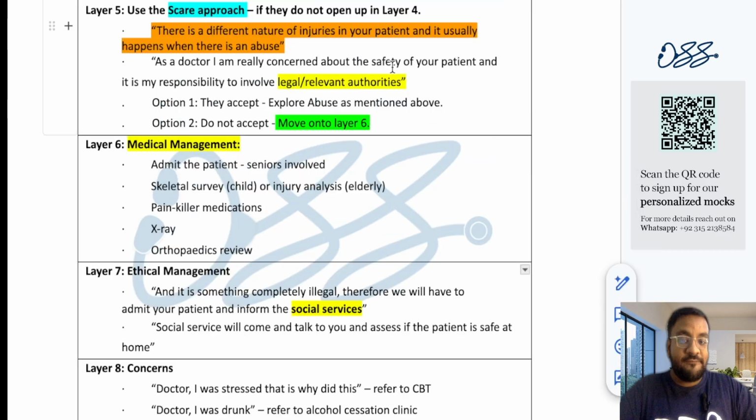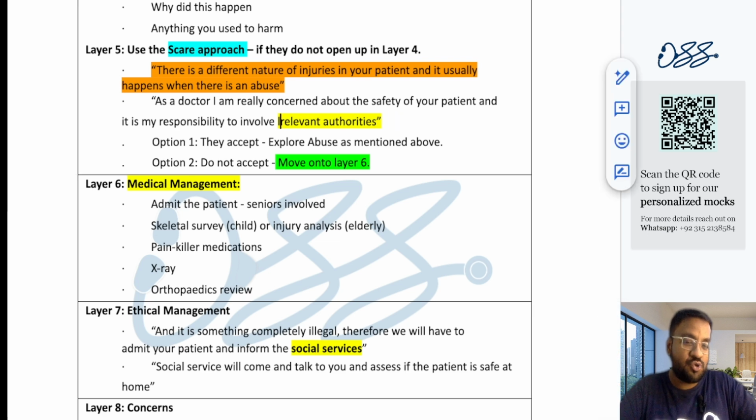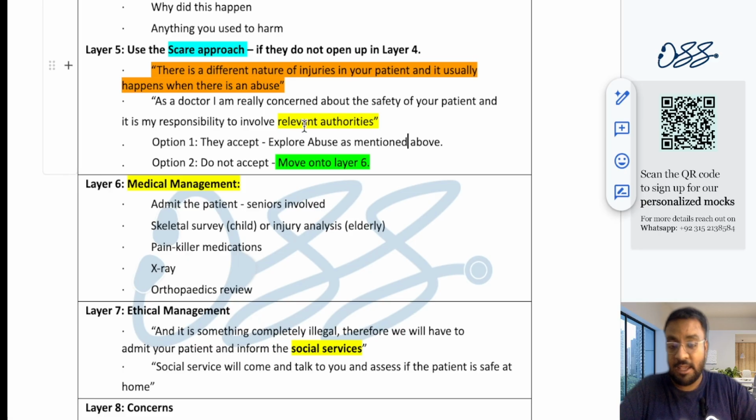So you see, when I was on layer number 5, I did not use the term social service. Why? I just used the term relevant authorities. The word legal is written over here, but I would advise you not to use the term legal authorities, because that would unnecessarily trigger the mother, or the son or the daughter. Just use the term relevant authorities. Be diplomatic. I haven't said social service over here.